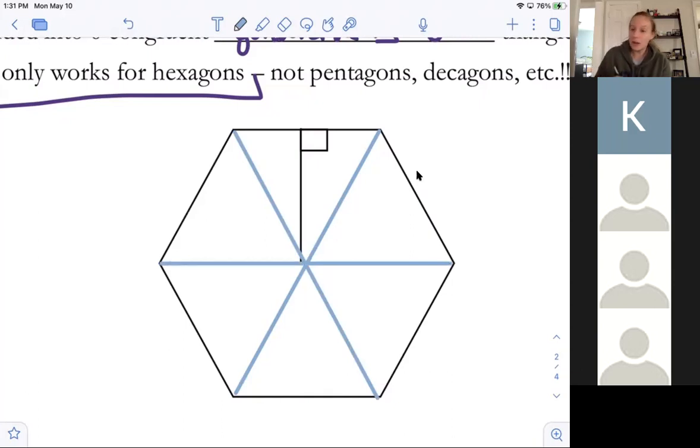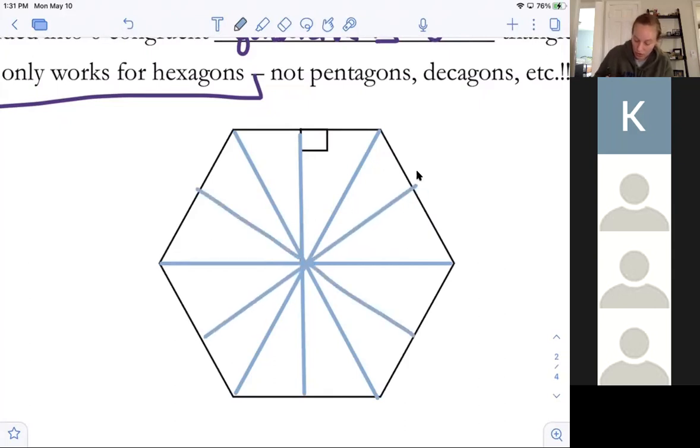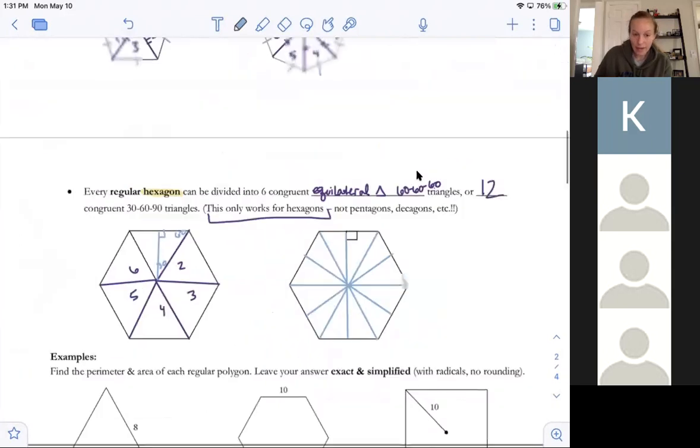So instead of just drawing my 6 triangles, if you drop an altitude in all of my triangles, there become 6 more little triangles for a total of 12 triangles. Again, I counted my 6 over here, but now I've got 1, 2, 3, 4, 5, 6, 7, 8, 9, 10, 11, 12.